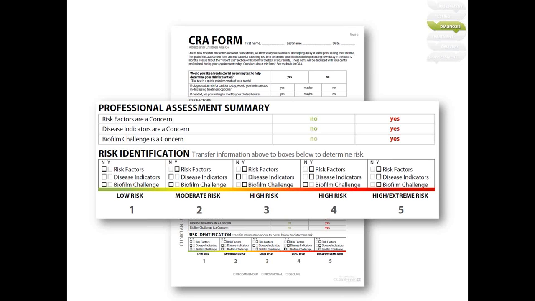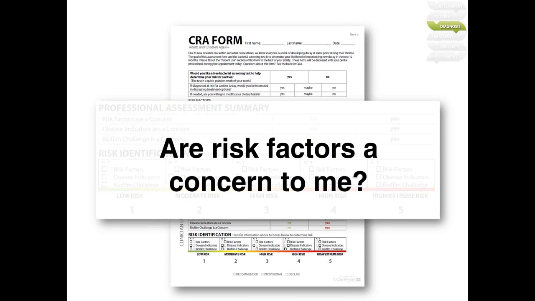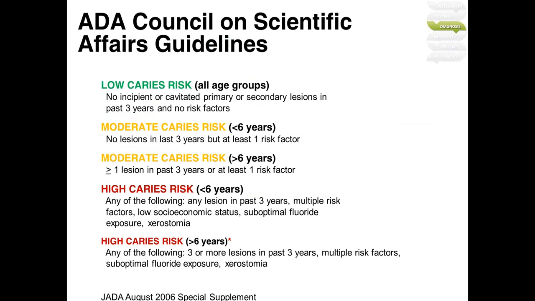They're low risk. In our study, that turned out to be 3% of our patients across 6 different practices. If you have one risk factor, based on the definition of the ADA, that person is at moderate risk. So if they have a risk factor you're concerned about, in my mind, that makes them moderate risk. If they have disease indicators, they have the disease. Or if they have a high biofilm challenge and risk factors you're concerned about, they have the disease, that makes them at least high risk. And when you check yes to all those boxes, you've got an extreme risk patient in my mind that has high activity of their disease. So the real question I want you to think about is, are the risk factors or the disease indicators a concern to me?